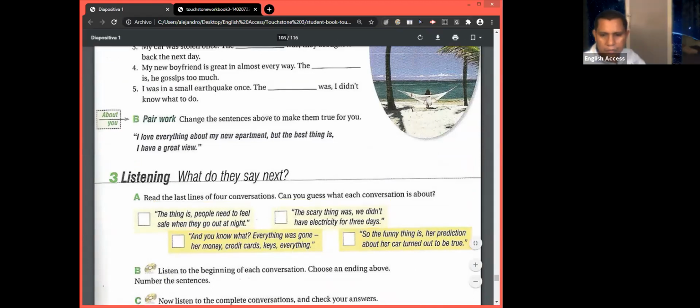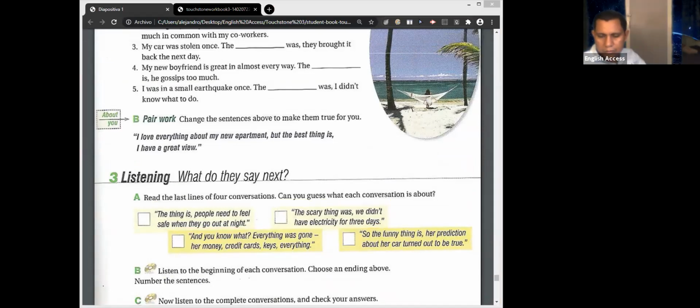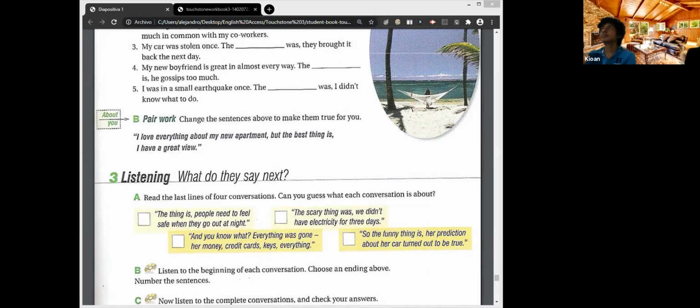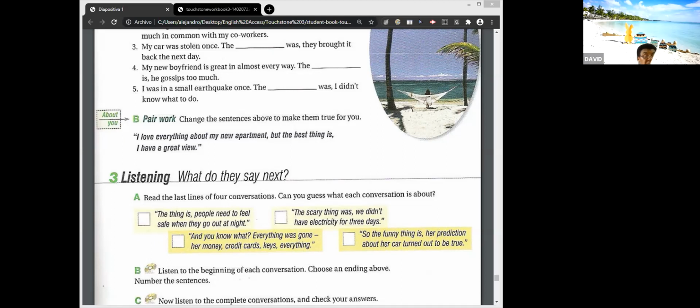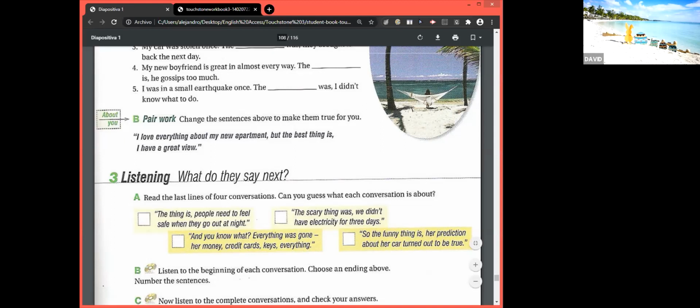Okay, here we go. Page 123. 3. Listening. What do they say next? B. Listen to the beginning of each conversation. Choose an ending above. Number the sentences.